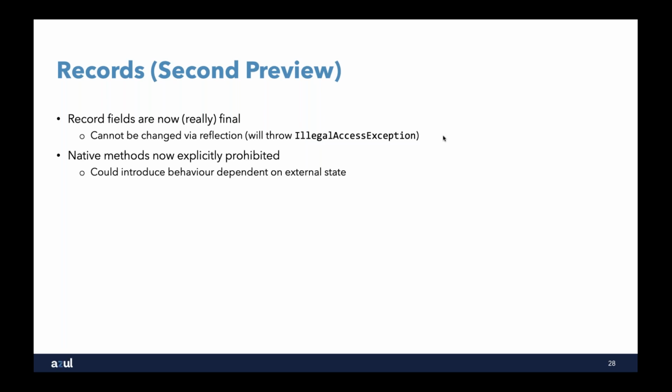If you try and change a record's field with reflection, it won't work. You'll get an illegal access exception, can't change it. I think that's a really good thing to do.